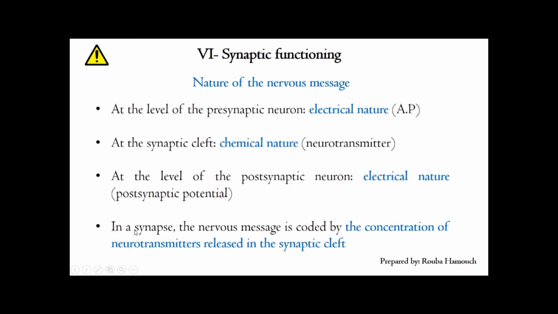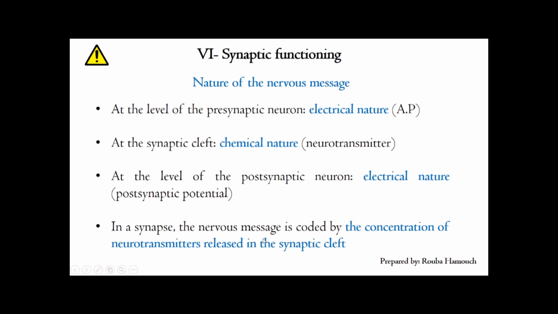Note that in a synapse, the nervous message is coded or modulated by the concentration of neurotransmitters released in the synaptic cleft. We have explained before in the previous sessions that the nervous message at the level of a nerve fiber is coded by the frequency of action potentials and not the amplitude. When the intensity of stimulation increases, the number or frequency of action potentials increases.